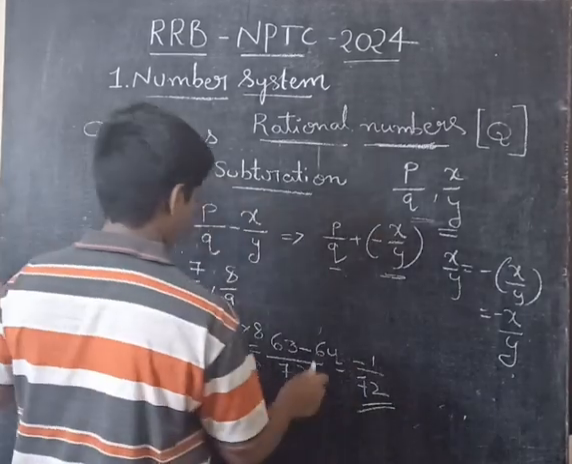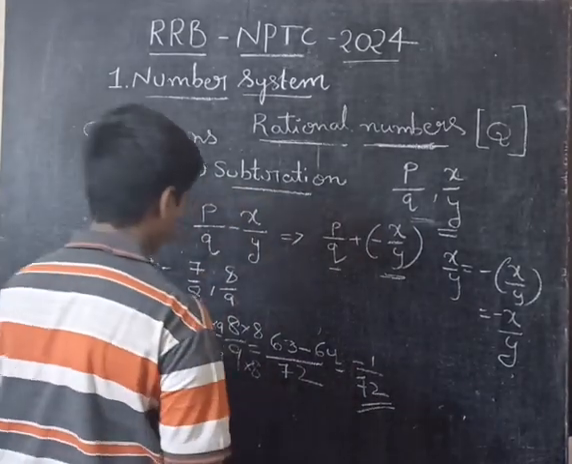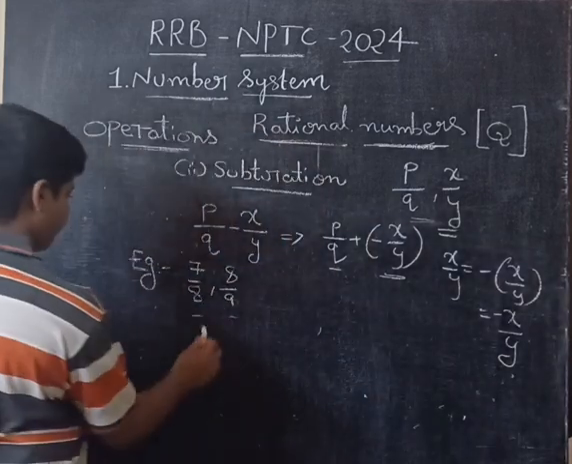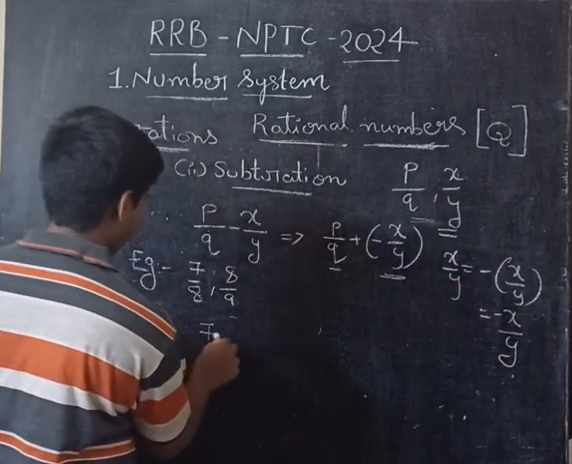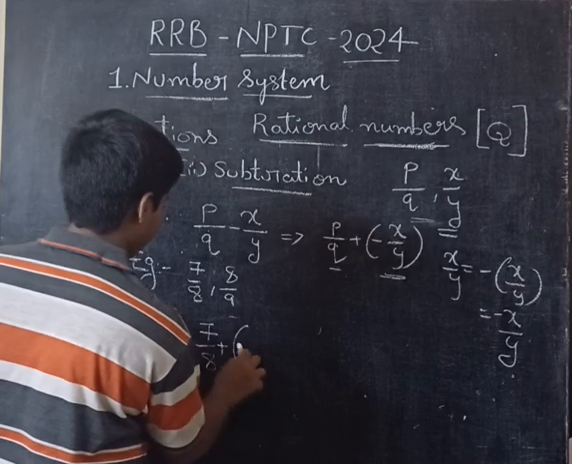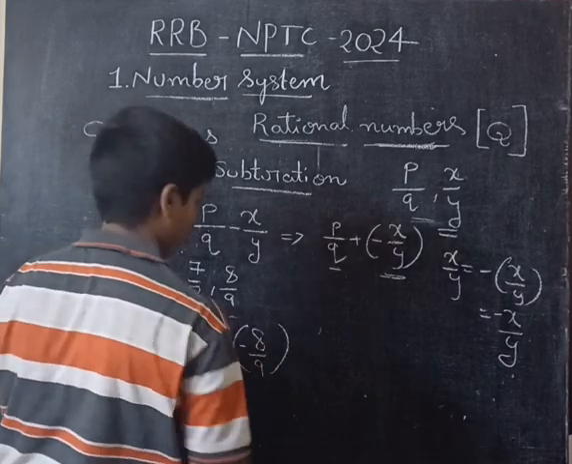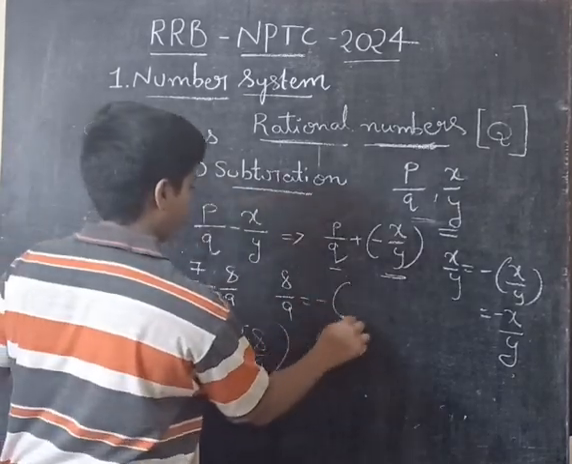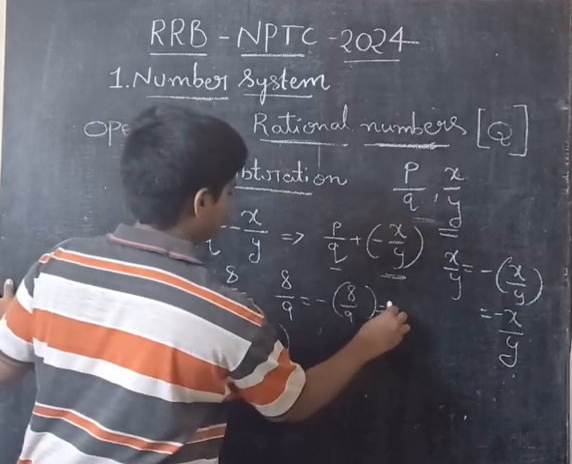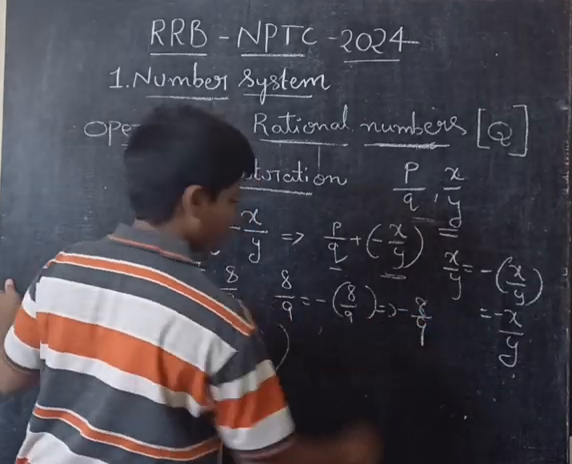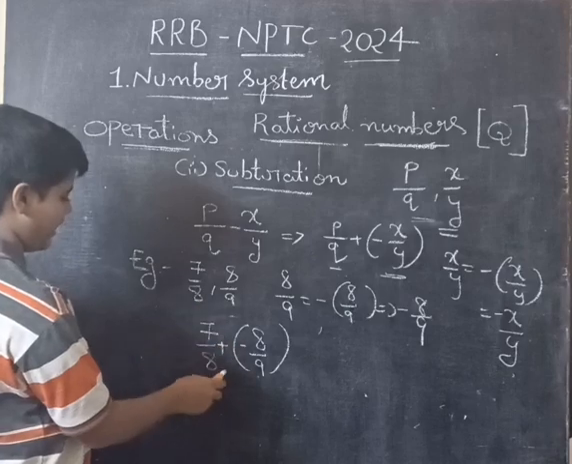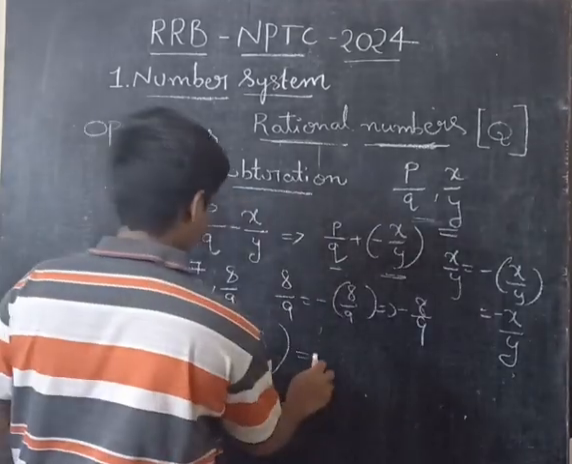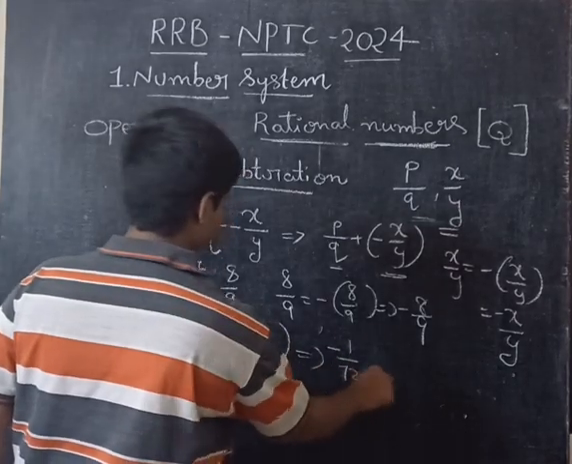We can write this process like this also. 7 by 8 plus minus 8 by 9. The additive inverse of 8 by 9 is minus 8 by 9. So the addition of 7 by 8 and the additive inverse of 8 by 9 is nothing but minus 1 by 72.